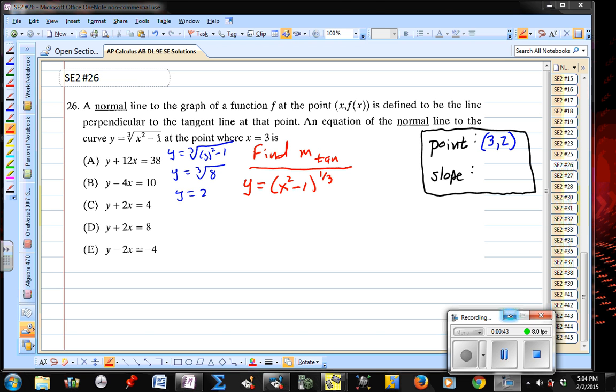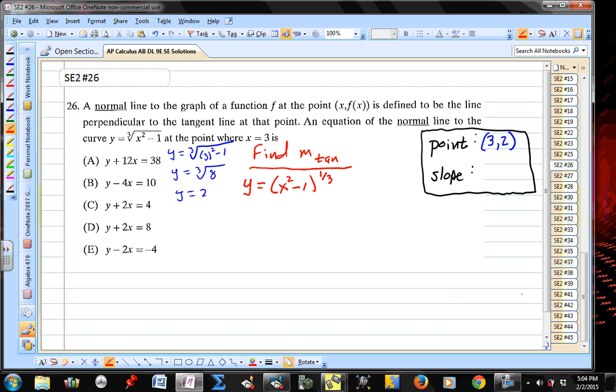Now let's find the slope of the line. Before we can find the slope of the normal line, we need to find the slope of the tangent line. To make our life simpler differentiating, we've rewritten this as a cubed root, the expression to the 1/3 power. So now we can differentiate using the chain rule. We'll get 1/3 times this quantity to the negative 2/3 power. The inside stays the same, and now we'll multiply by the derivative of the inside, which is 2x.